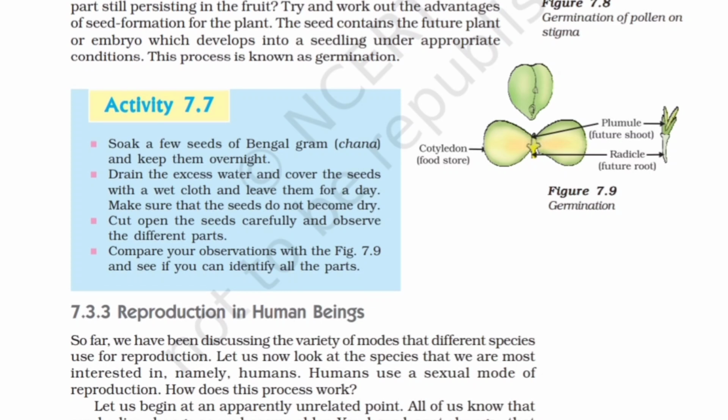Reproduction in human beings. So far, we have been discussing the variety of modes that different species use for reproduction. Let us now look at the species that we are most interested in, namely, humans. Humans use a sexual mode of reproduction. How does this process work? Let us begin at an apparently unrelated point.